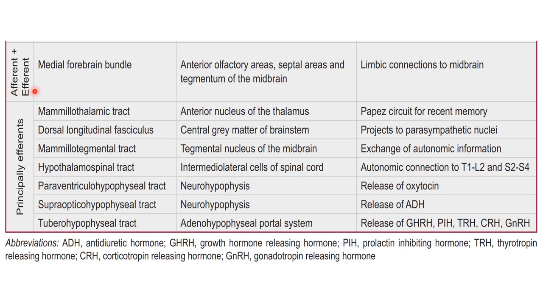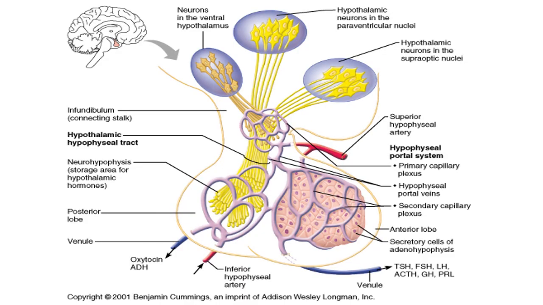These are the connections and the functions and the releasing of which hormones the hypothalamus is working, that you can easily study and understand. Then the hypothalamo-hypophyseal tract. Here you can identify the supraoptic nucleus and the paraventricular nucleus, and how these are connected to the posterior pituitary and neurohypophysis. These are the hypothalamic neurons in the supraoptic nuclei, the paraventricular nuclei, and the ventral hypothalamic nucleus. This is about the hypothalamo-hypophyseal tract.